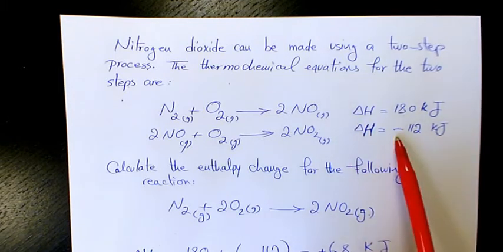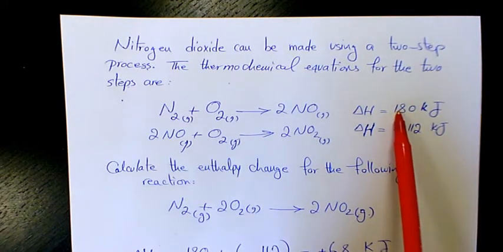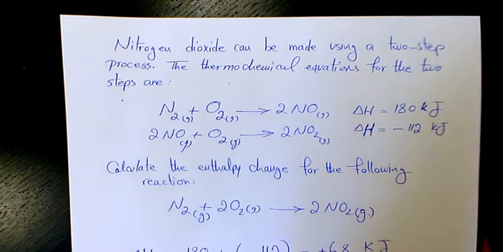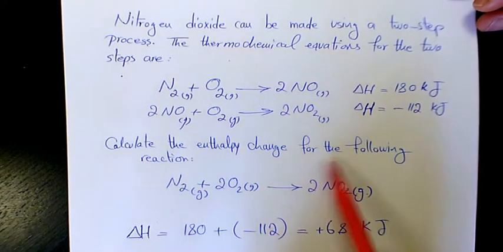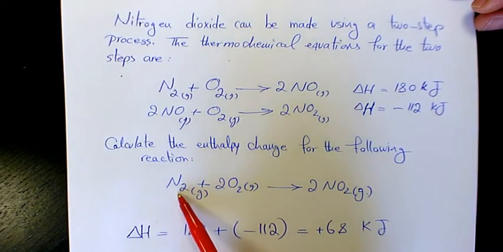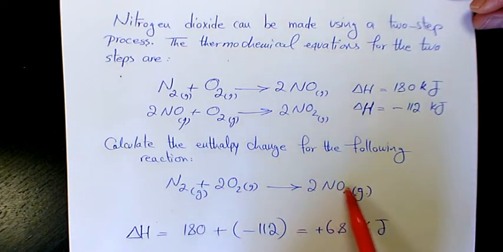The second one is negative, so we have an exothermic reaction, so it's releasing energy. But in the first reaction, we have a positive number, so it means that we are dealing with an endothermic reaction. So it means that it consumes or gains energy. So the question is, calculate the enthalpy change for the following reaction: N2 in gas phase plus 2O2 gas phase is going to give us 2NO2 gas phase.